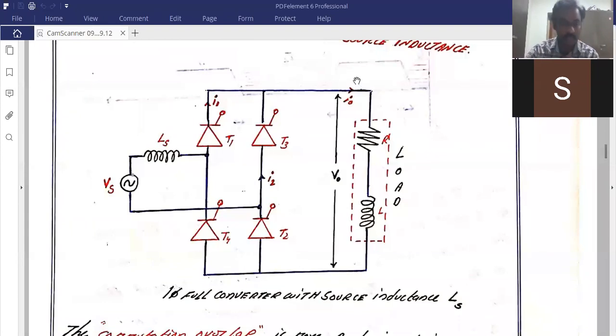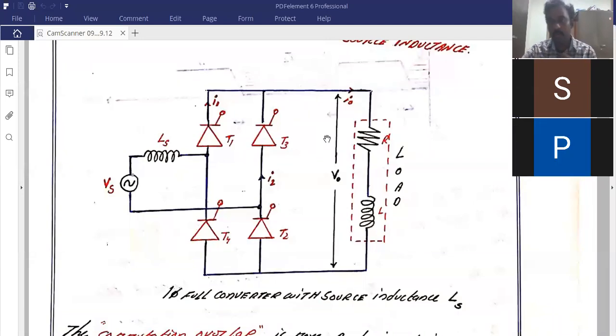Hello, is the screen visible? Yes, sir. Okay, so maybe there is a problem with the net, I think. Have you copied this one?